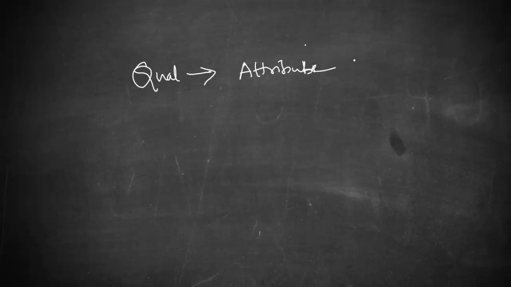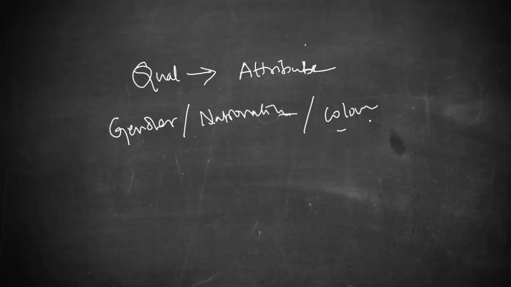Let's move on to the qualitative. See, the qualitative characteristic is called an attribute. So what is an attribute? If you want to give an example for attribute, say for example you take the record of gender of a baby, or you take the record of nationality of a person, or you take the record of color of a flower. So all these can be called attributes.